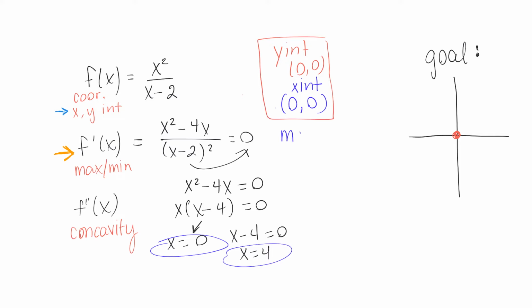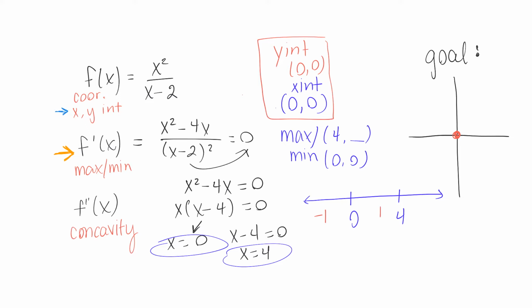So I've got a max or min at 4, something, and at 0, well, we know 0, 0. Useful information again. Okay, so what we're going to do then, remember, this is max or min. So now we need to make ourselves a sign chart. So we're going to make our sign chart, and I'm going to put my 0 here and my 4, and then I'm going to pick test points. So let's pick -1, 1, and 5. How's that sound?